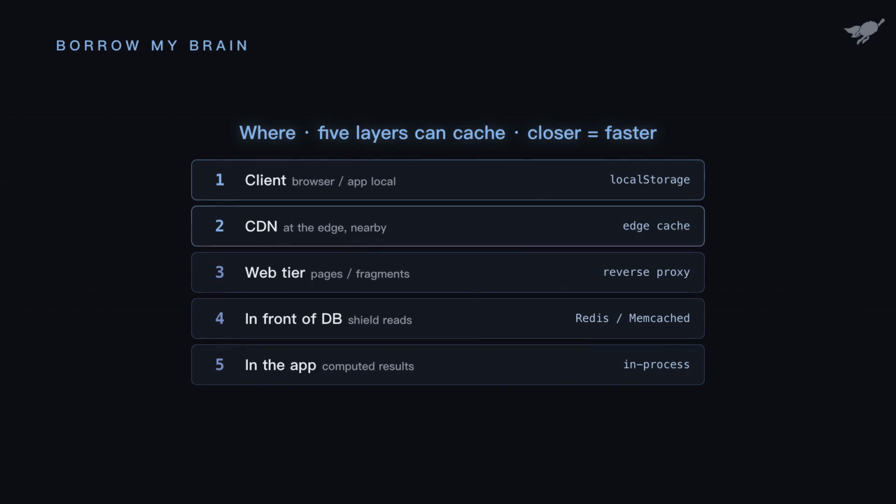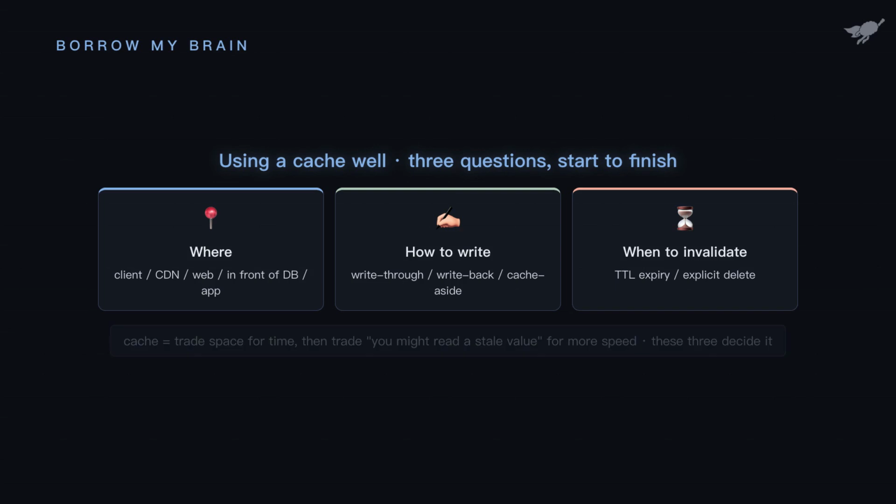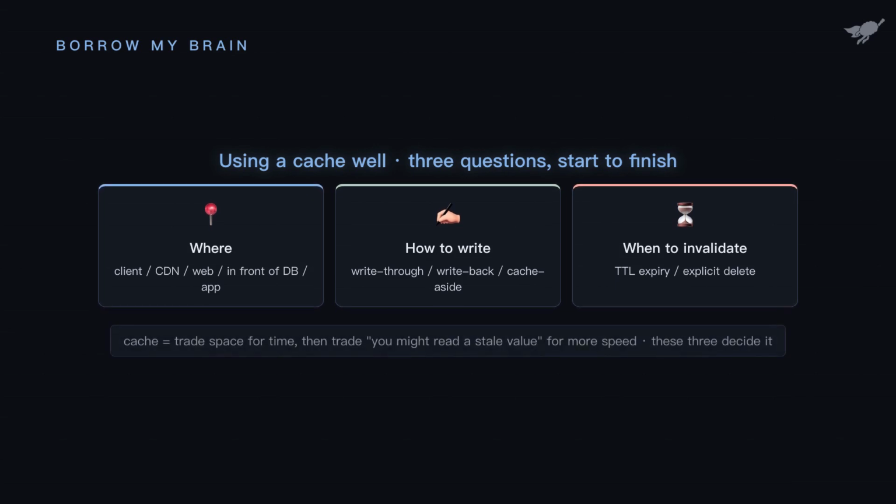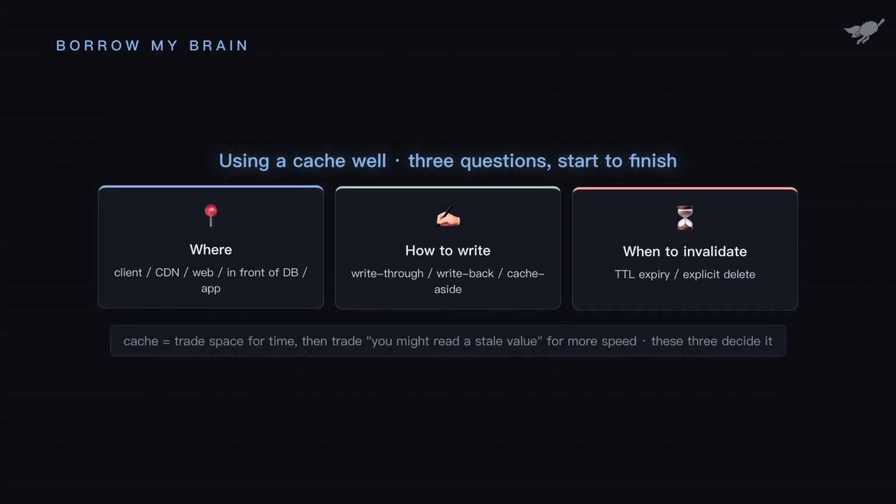2. How to write? Write through, write back, or cache aside. 3. When to invalidate it? Where to cache, how to write, when to invalidate. These 3 decide life or death.